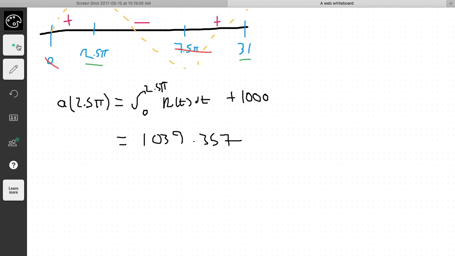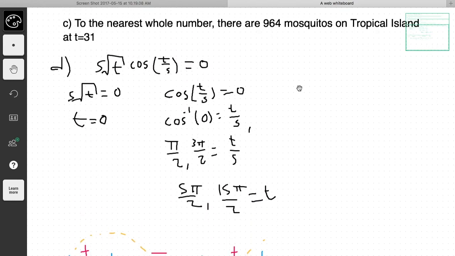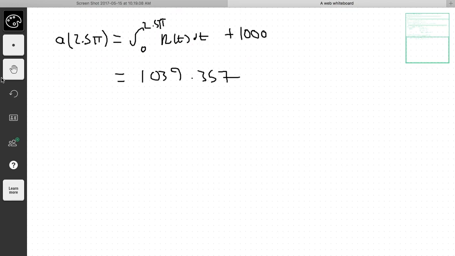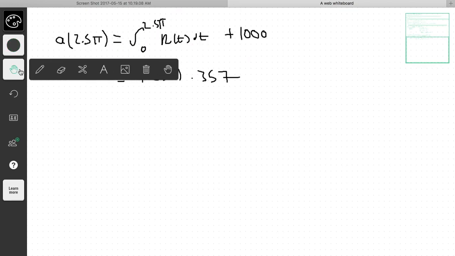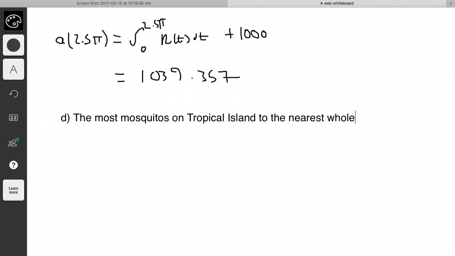So now we have to see, how many mosquitoes are at 31? We already know that answer. That was found in part C. There's 964. So this just tells us that we have the most amount of mosquitoes at the time t equals 2.5 pi. So D, the most amount of mosquitoes on tropical island, to the nearest whole number, is 1,039.